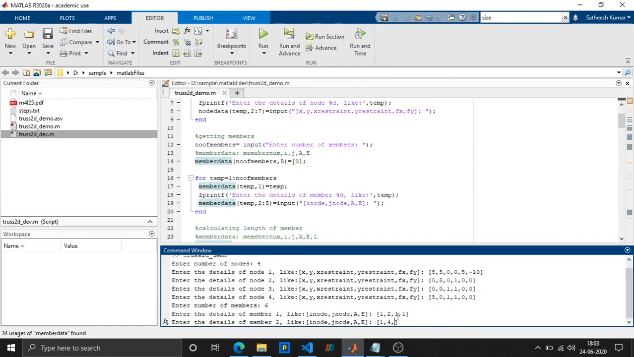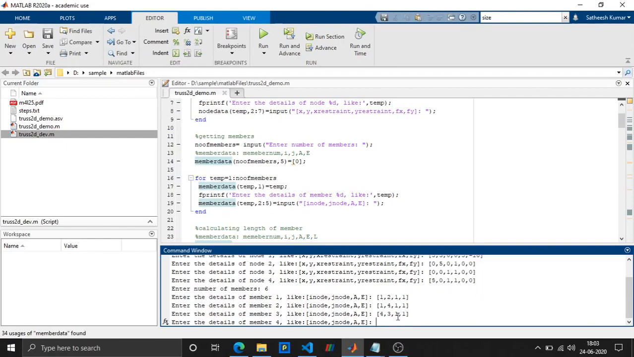Similarly, the second member is located between 1 and 4. Third member between 4 and 3. Fourth member between 3 and 2. Fifth member between 3 and 1. Sixth member between 2 and 4. If you change the order of the I node and j node, for example, for the first member, if I give the nodes from 2 to 1, then the signs may change in your stiffness matrix. That's all, but the values remain the same.